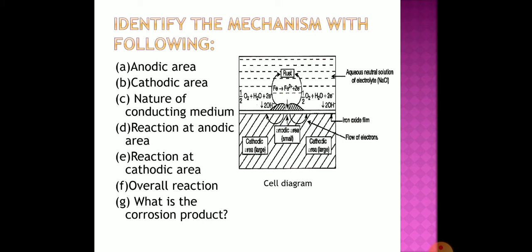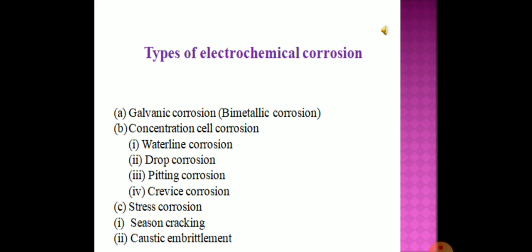Identify the mechanism with the following cell diagram. Here the cell diagram is depicted. Identify anodic area, cathodic area, nature of conducting medium, reaction at cathodic area, reaction at anodic area, overall reaction. What is the corrosion product? So what is the mechanism? That will be your answer.